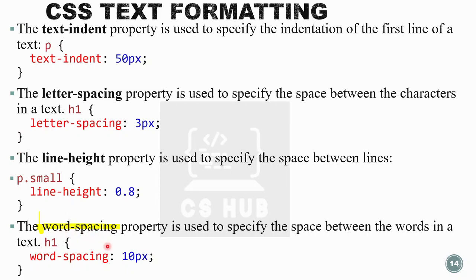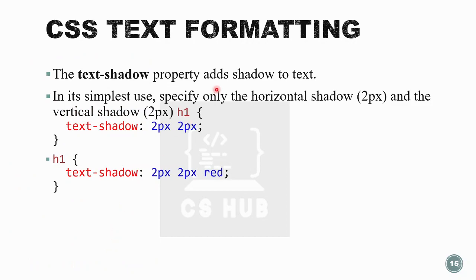Okay. Next, CSS text formatting. First one, text shadow. The text shadow property adds a shadow to the text. Okay. In its simplest form, specify only the horizontal shadow and the vertical shadow. We can get a 3D-like structure with the shadows. We can get a horizontal shadow and a vertical shadow. These are the default values, 2 pixels.